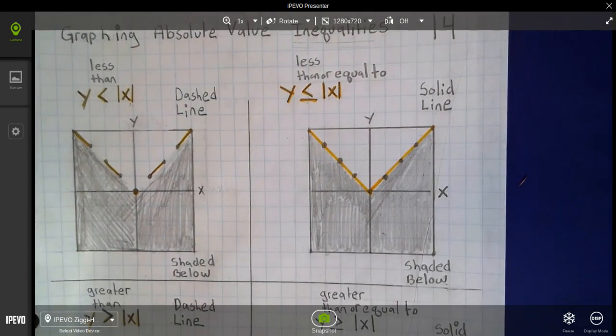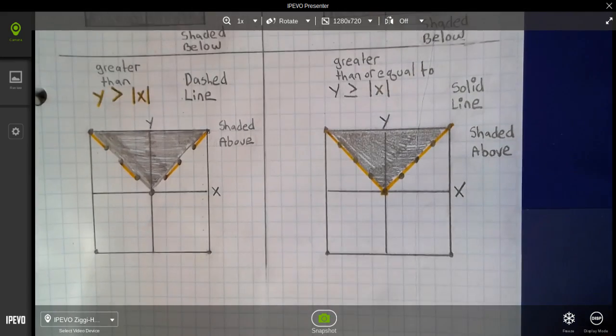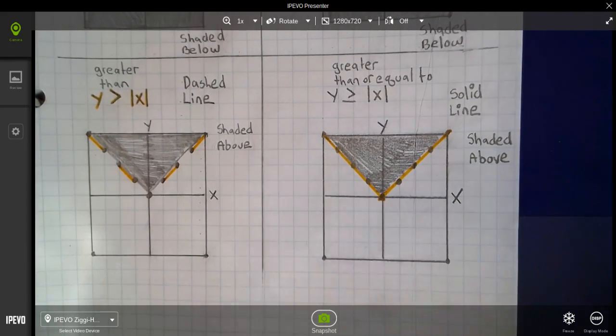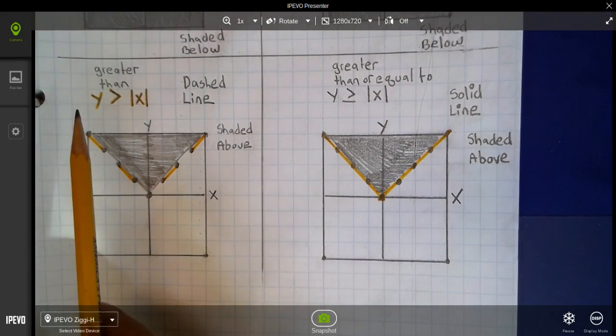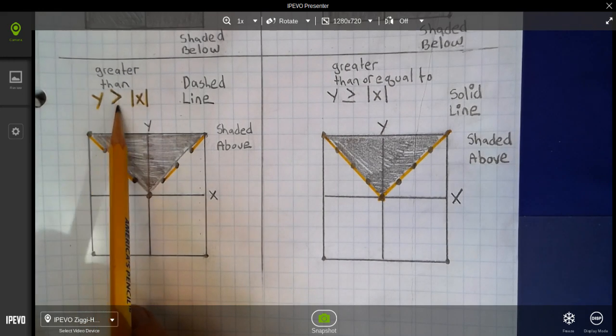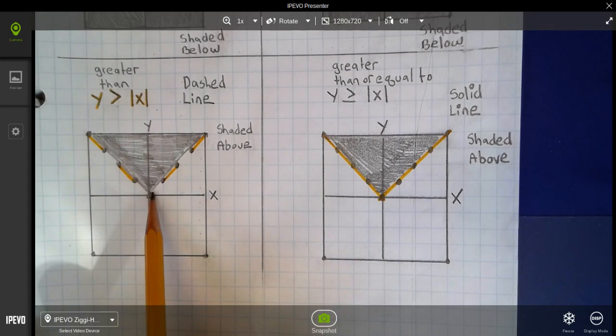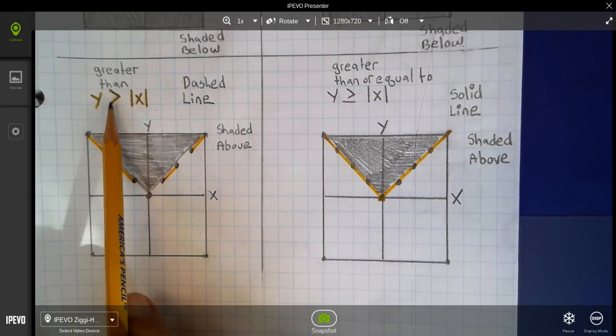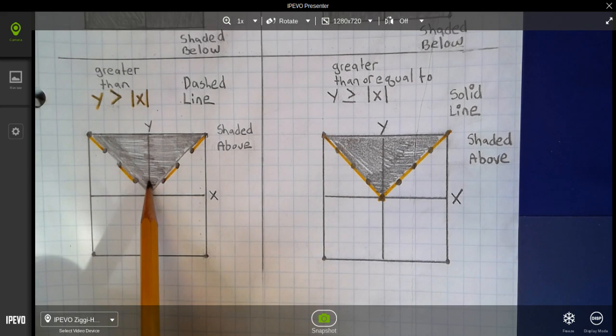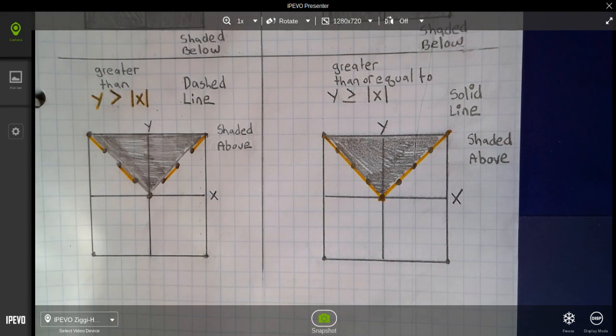All right, so now let's look at the other part of the notes. Now we're looking at y greater than the absolute value of x. And again, the parent function is here. Because there's no line underneath, it's a dashed line. But now, because it's greater than, we shade above. So pause the video and update your notes.